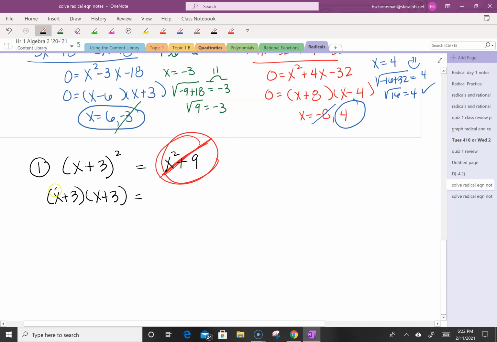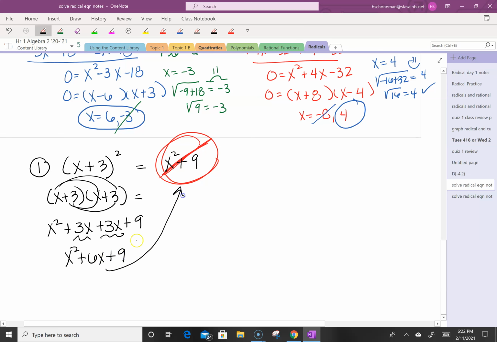So now if I'm going to multiply that, I've got to FOIL it out. So this would be x squared plus 3x plus 3x plus 9. Now I combine like terms in the middle, so I get x squared plus 6x plus 9. So look, these things are not the same. This right here is the correct answer. When you multiply or square a binomial, you're going to get a trinomial as an answer.